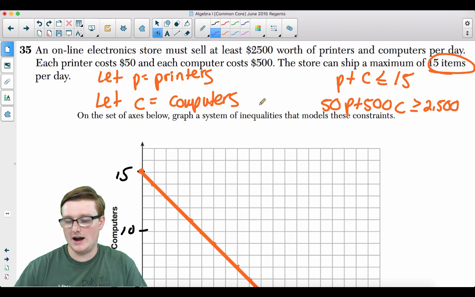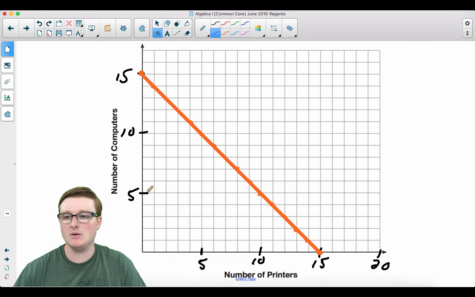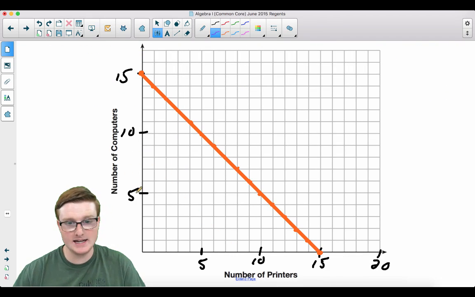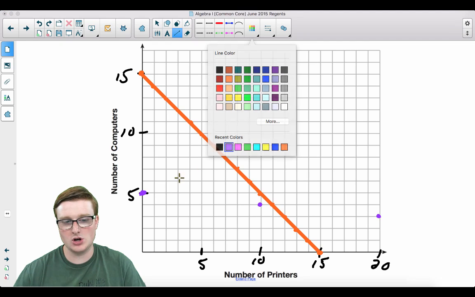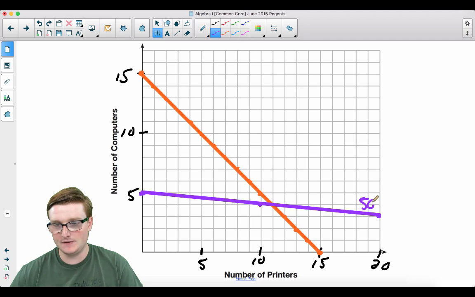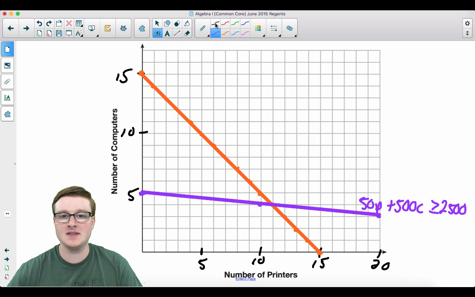So now I'm going to graph the inequality 50p plus 500c is greater than or equal to 2,500. If you graph this, the y-intercept is going to be 5, and your slope is down 1 and to the right 10. So it's all the way over here, and then you do it again. It's kind of a weird looking line, but it does work. So we're talking about this line right here, and that's if you graph it into your graphing calculator. Now I'm going to label this as 50p plus 500c is greater than or equal to 2,500, and over here this is p plus c is less than or equal to 15.